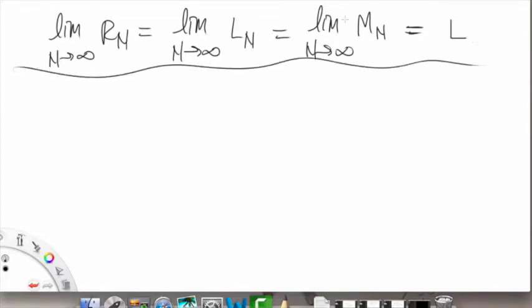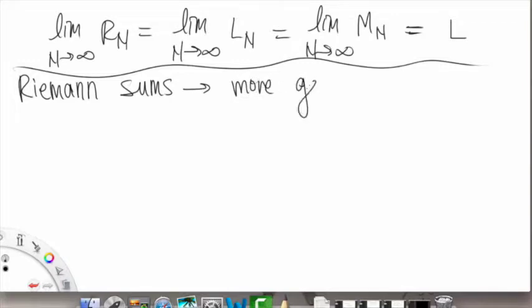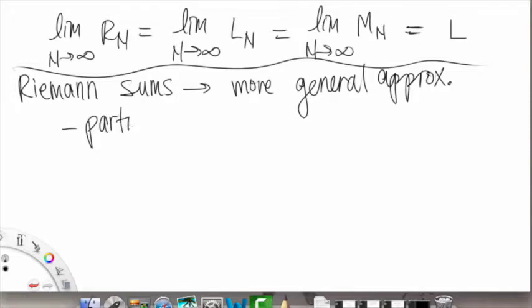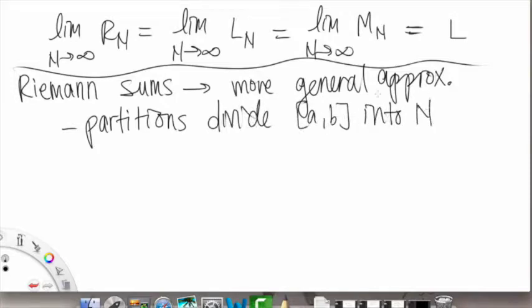Building off of this, we can learn about something else called Riemann sums. This is another kind of approximation, and these are more general approximations than even the right endpoint, left endpoint, or midpoint, because the partitions divide our full interval AB into n subintervals, just like the other approximations we've learned about.